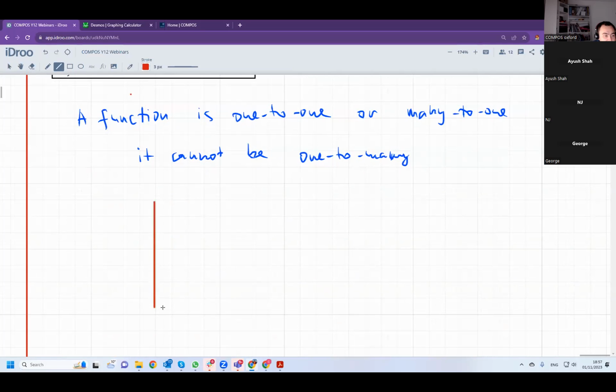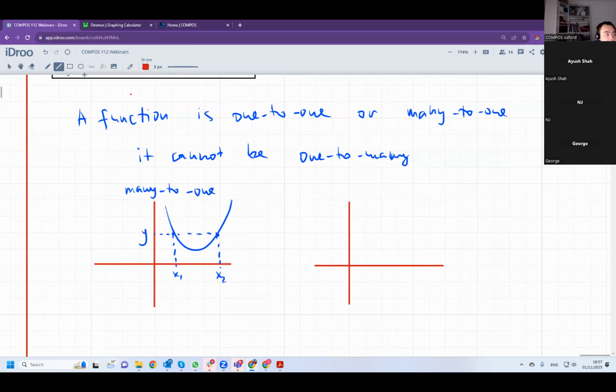Well, if you have a graph and you have a function like this, you have two different values of x that correspond to the same value of y. That is okay. This is called a many-to-one. However, if you have a function like this, for the same value of x, you have three different values of y. This is one-to-many. A one-to-many mapping.